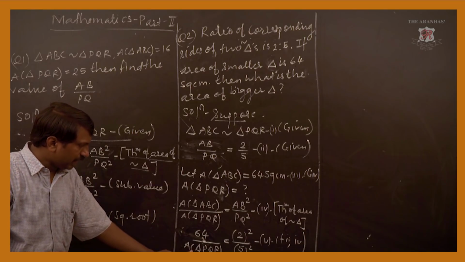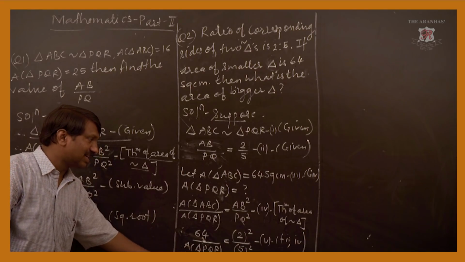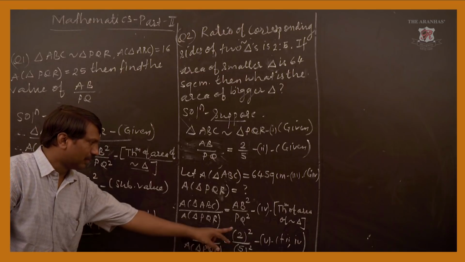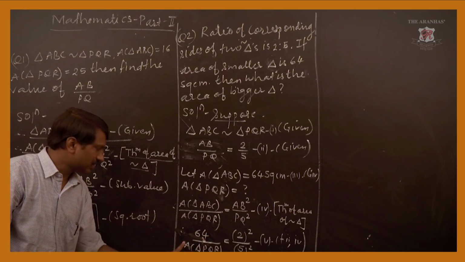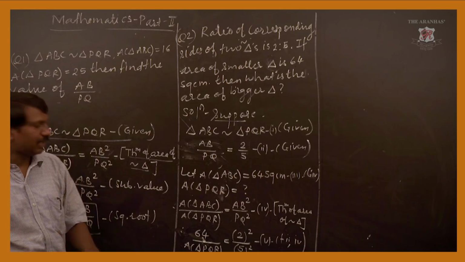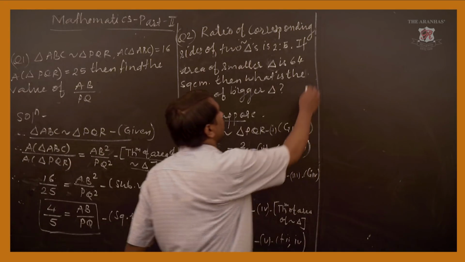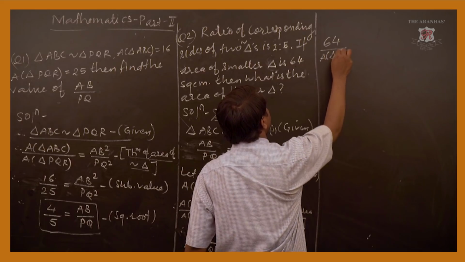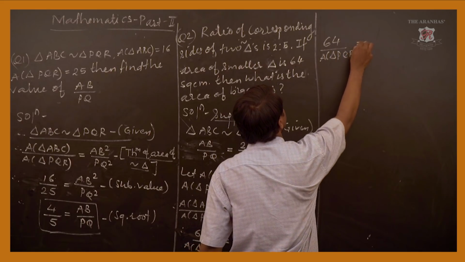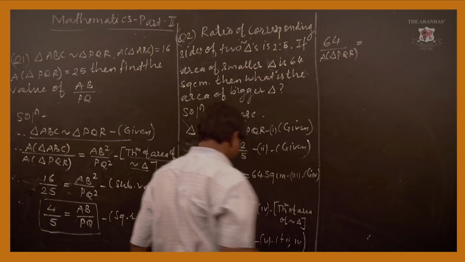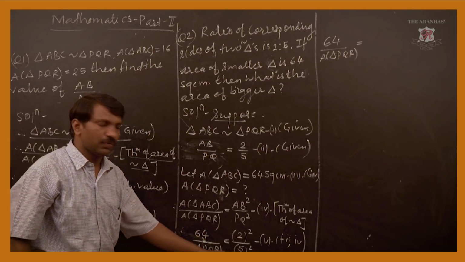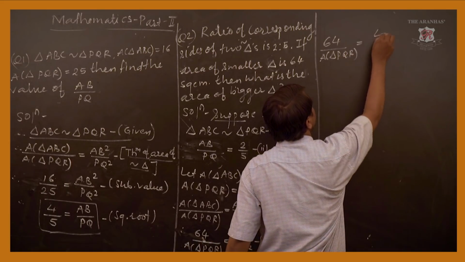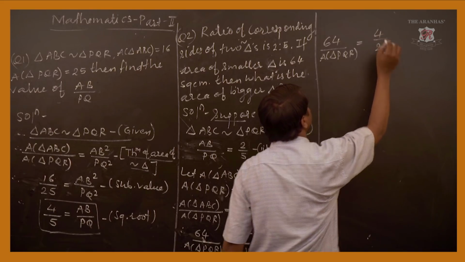Now we are already finding the areas ratio, so obviously don't take the square root, because area is always in the square; just give the lowest term. So here you get 64 upon the area of triangle PQR, which equals, now the square, 2 twos are 4 and 5 fives are 25. So here we get 4 upon 25.